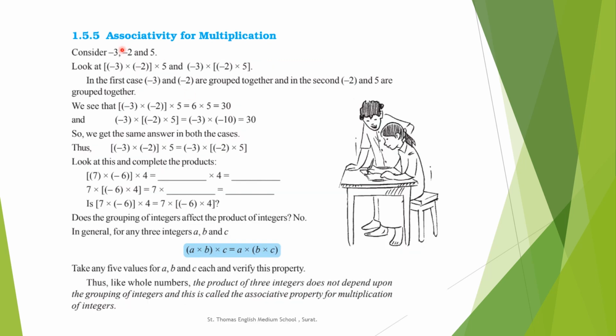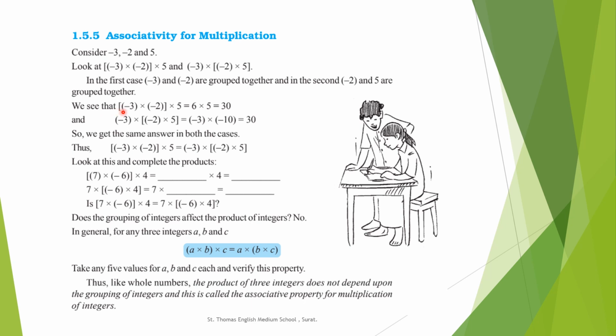Next property, associative for multiplication. Consider minus 3, minus 2 and 5. Look at minus 3 multiplied by minus 2, in one bracket, multiplied by 5, and minus 3 multiplied by, in one bracket, minus 2 into 5. In the first case, minus 3 and minus 2 are grouped together, and in the second, minus 2 and 5 are grouped together.